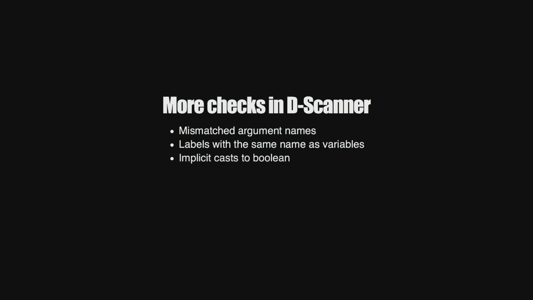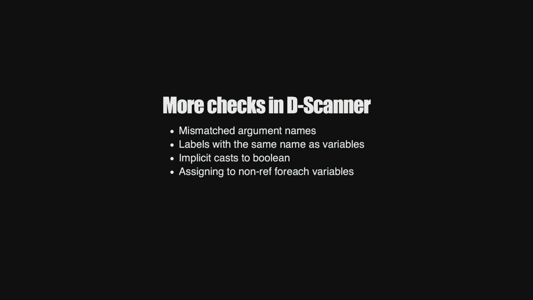So I've already started taking some of the symbol lookup code out of DCD. So now some of these more advanced checks will be possible. Like if you have a function with 3 arguments and then you have 3 parameters and the names are the same but the order is different, you'd probably want a warning about that. Labels with the same name as variables. I don't know why the compiler accepts that, but it does. The implicit cast of arrays to booleans. Yeah, that was a fun forum discussion. I still owe somebody a table flip for that.